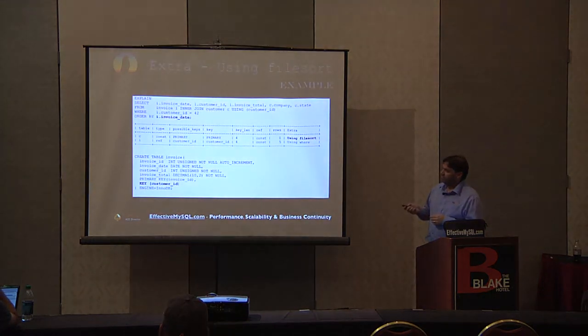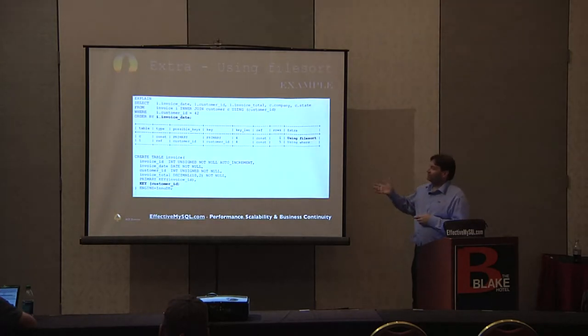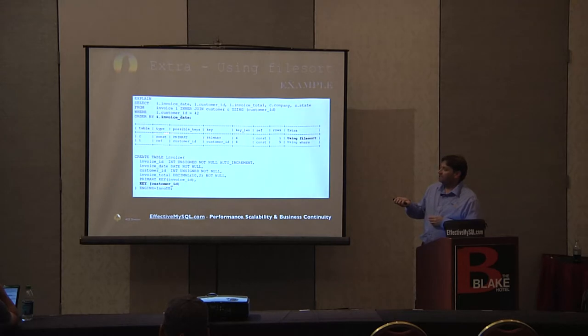Here is an example of a query where you can see that I'm joining two tables together. I can see that I'm using keys. So in this particular case, I'm using a primary key and the customer ID. And then from the table itself, I'm actually sorting the results of the data.